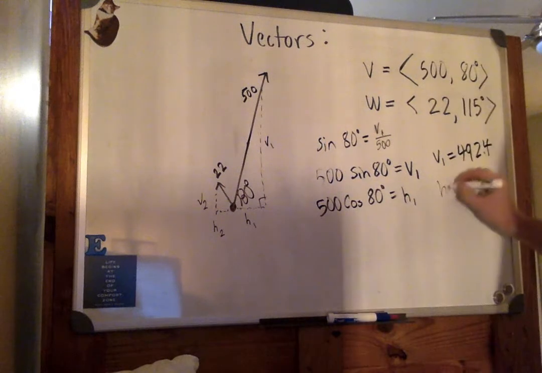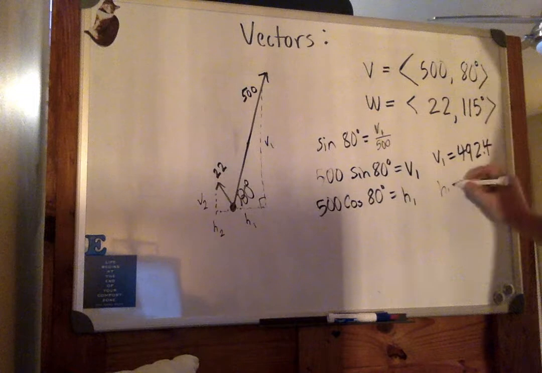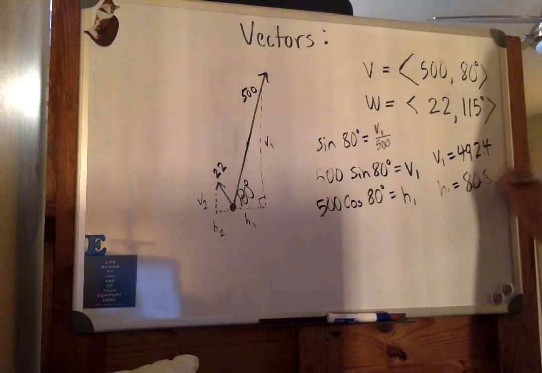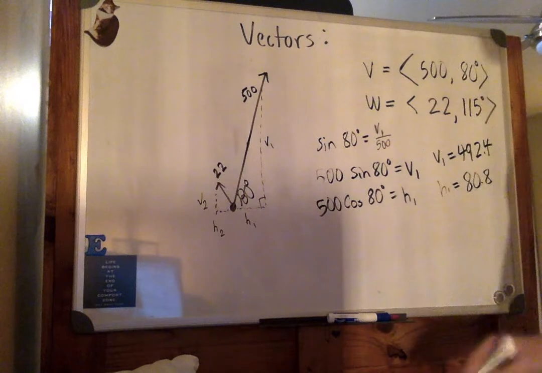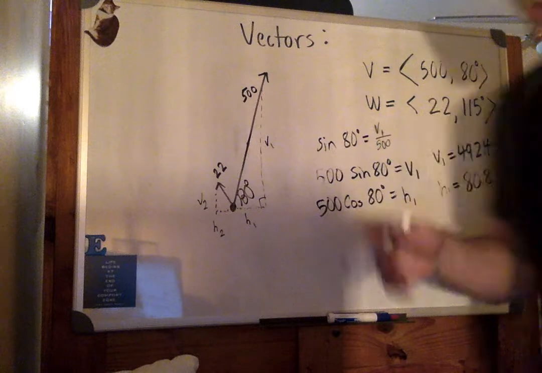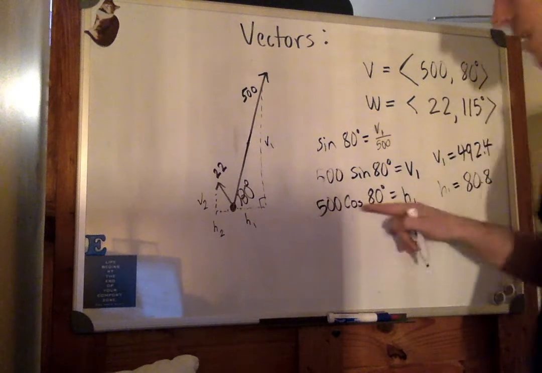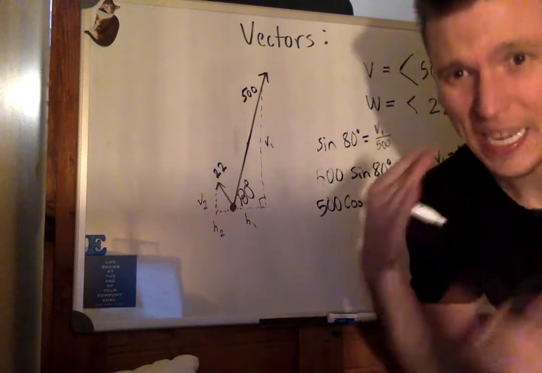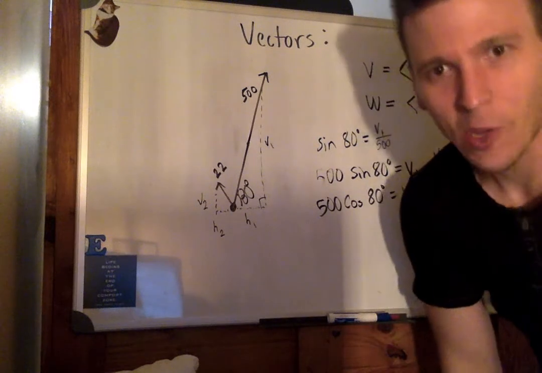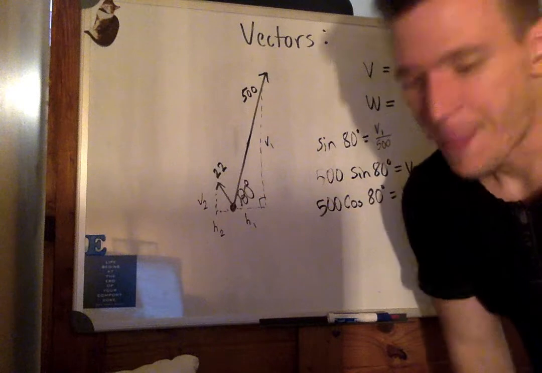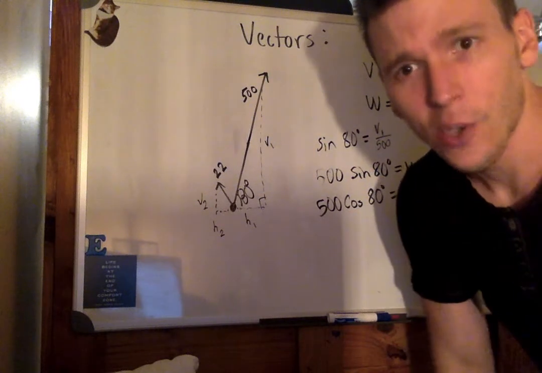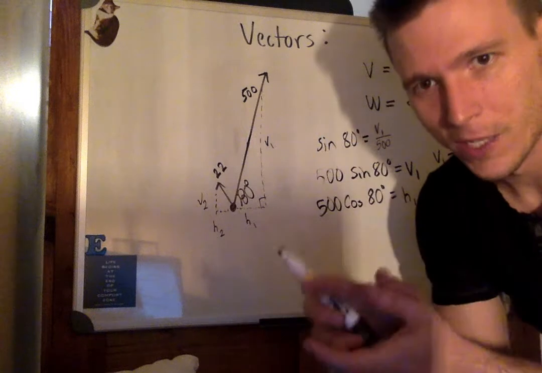So that one, H1, gives me 80.8. You may already see what's going to happen here. If the sine corresponds to the vertical and the cosine corresponds to the horizontal, you might recognize that as being exactly the same as the unit circle. You'll remember that sine was always the y component, the vertical, and x was always the horizontal, the cosine. And so these same correlations hold true.